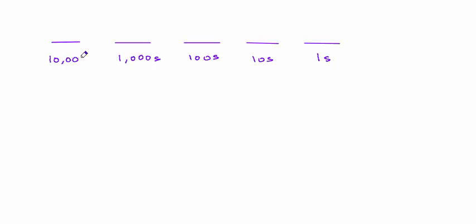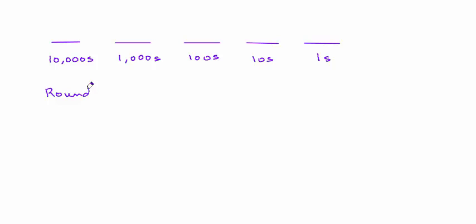Recall that a number in the base 10 system, or the decimal system, is comprised of digits based on their place values. The rightmost digit of the number is the ones place, the one before it is the tens place, then the hundreds place, then the thousands place, then the 10,000s place, and so on.